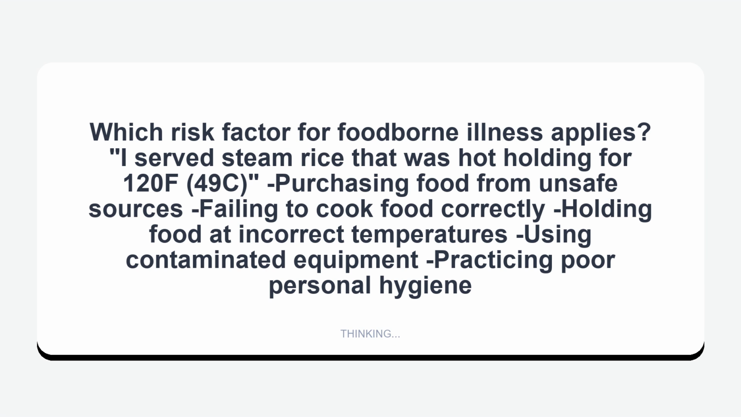Which risk factor for foodborne illness applies? I served steamed rice that was hot holding at 120F, 49C. Options: purchasing food from unsafe sources, failing to cook food correctly, holding food at incorrect temperatures, using contaminated equipment, practicing poor personal hygiene. Answer: holding food at incorrect temperatures.